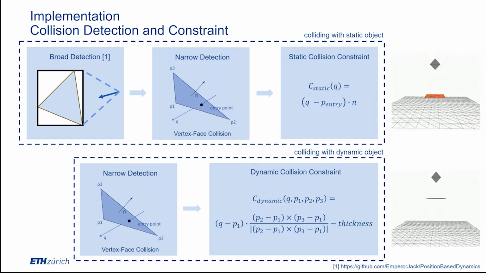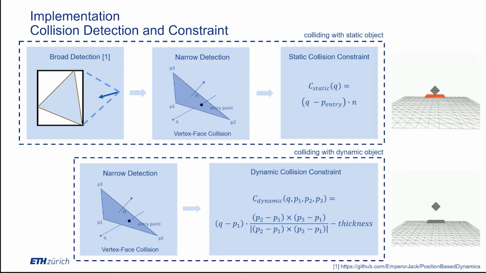The other constraint type is collision constraints. For colliding with a steady object, angle-based broad detection and vertex-phase narrow detection are used. The generated constraint is a function of a moving vertex, since the vertices on the steady object could not be moved.